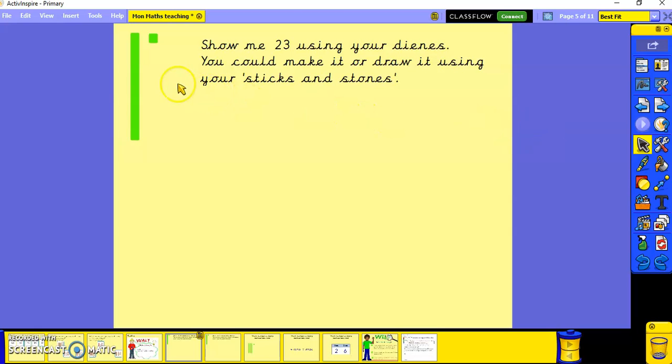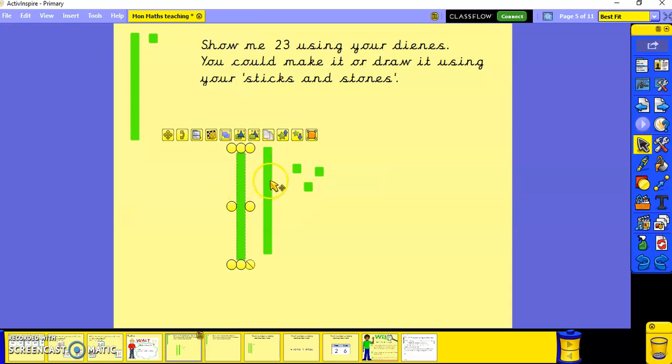Right, I'm going to have a go here. So I need 1 ten, 2 tens, because that makes 10, 20. And then I need 3 ones: 1, 2, 3. And I'll just check that. 10, 20, 21, 22, 23. So remember, we're counting on in tens and then in ones.